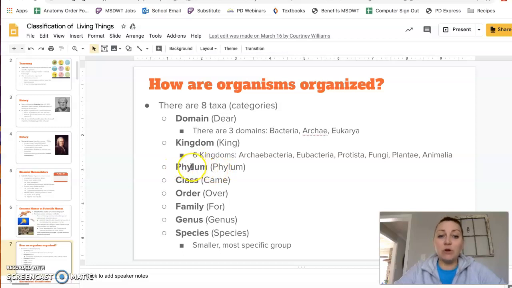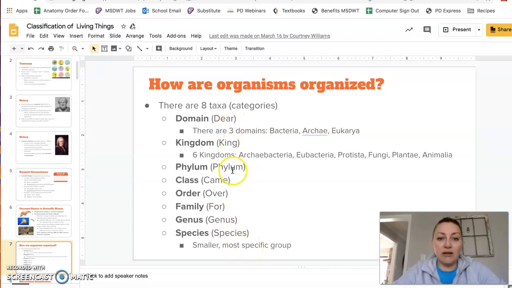If we open one of those folders, there will be more folders for the class, and then the order, and then the family, and then the genus, and then the species. We get more specific as we move down this, just like species is the most specific you can be. And in parentheses here, you see a mnemonic device to help you with remembering this.